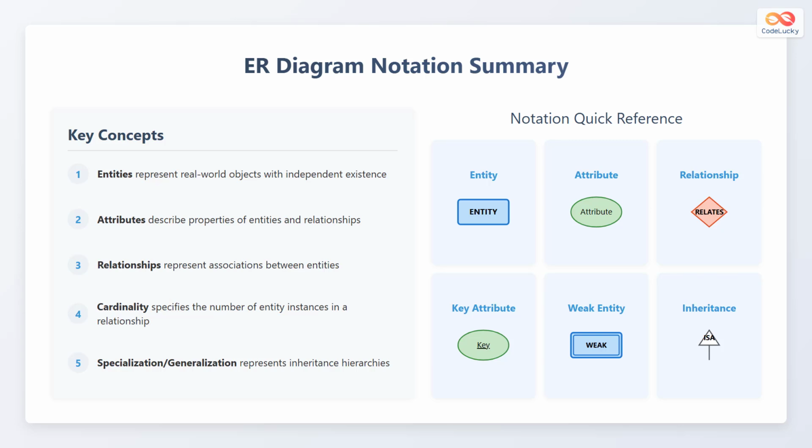Let's recap the key concepts of diagram notation. Entities represent real-world objects. Attributes describe properties of entities and relationships. Relationships represent associations between entities. Cardinality specifies the number of entity instances in a relationship, and specialization and generalization represent inheritance hierarchies. We represent these using rectangles for entities, ellipses for attributes, diamonds for relationships, and triangles for inheritance. These notations help us visually represent database structures.